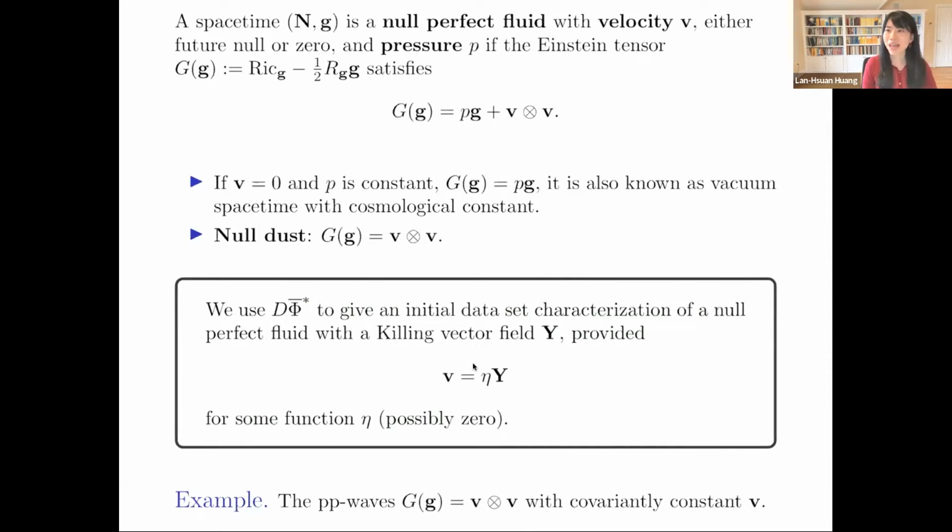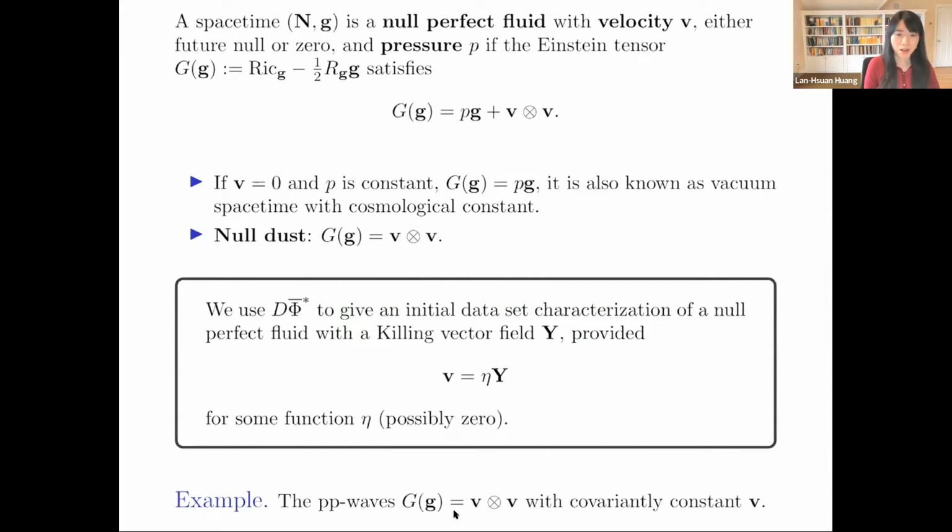And of course, you want to ask, are there any interesting examples of a non-perfect fluid that also satisfy this kind of strong condition? It has a global Killing vector field and a vector field related to velocity in this way. We found out there's a big class of examples. They're called pp-waves.